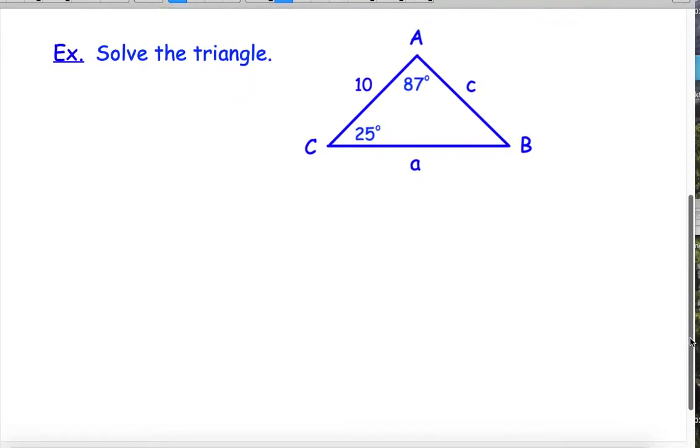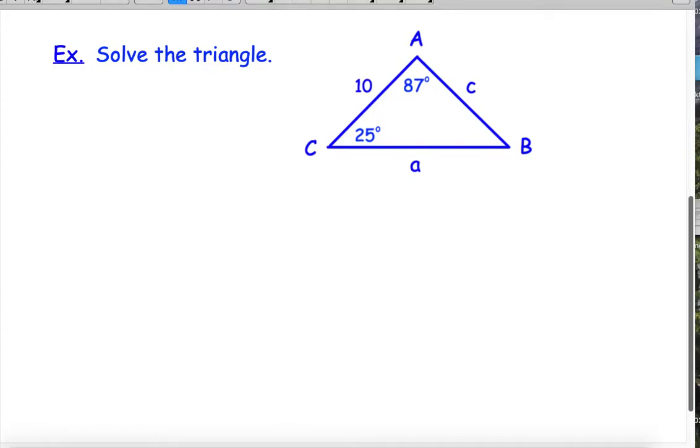And by the way, it's probably a good idea to hit pause and you try and solve it, and then come back and check with my work. So this looks like pretty much the same setup, except they drew the picture for us. So the first thing I'm going to do is find the measure of the missing angle, in this case angle B. So I'm going to do 180 minus the 2 angles that they gave us, which were 25 and 87. So that's going to be the measure of angle B. That's 112, so 68 degrees.